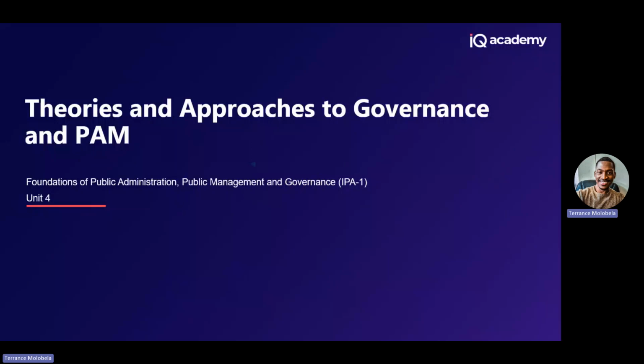Today's session will be focusing on Unit 4 under theories and approaches to governance and PAM, standing for Public Administration and Management. So what we're going to look at now is that we want to understand the origin of theories and approaches and their importance to governance and to public administration and management.